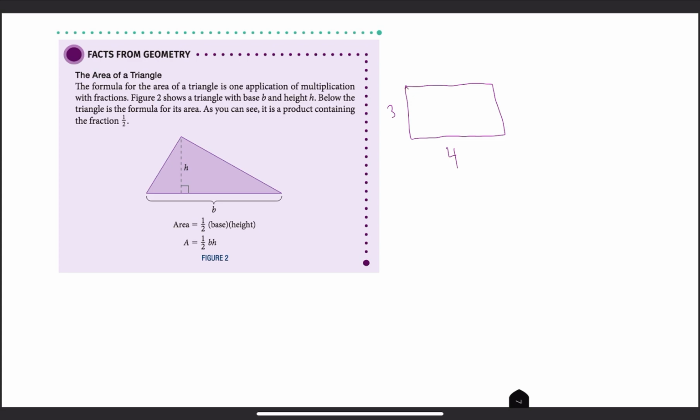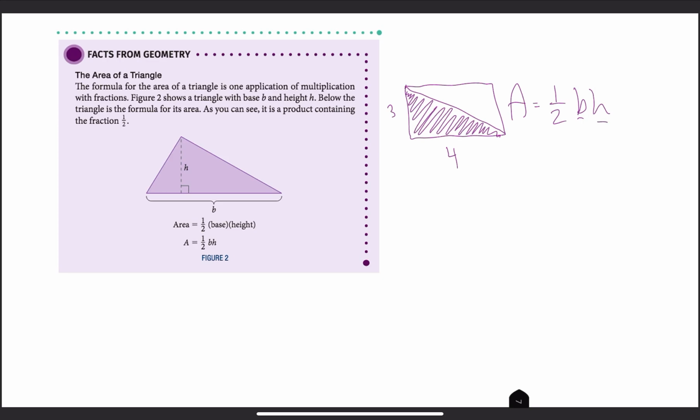But what if I want to know the area of this triangle? Well, the area of a triangle is half of the rectangle. So it's half the length times the width. But with triangles, we call it the base times the height. So the area of a triangle is equal to half its base times its height.